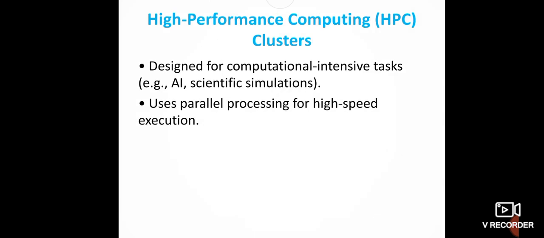And one more type in the cluster system is the storage cluster. It provides massive storage solutions and it is used in cloud services, or it can be accessed by the cloud services.